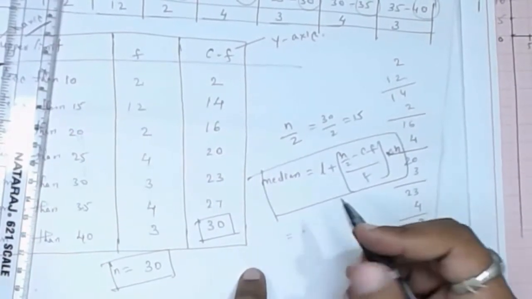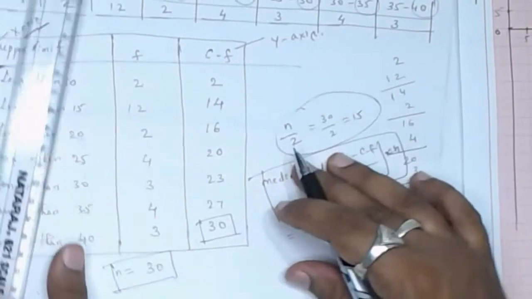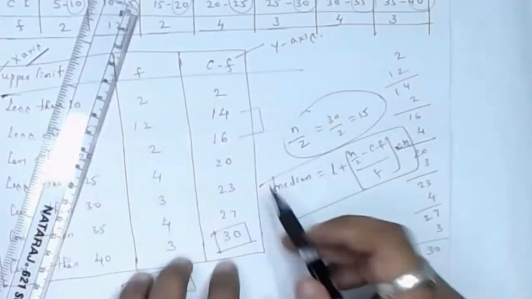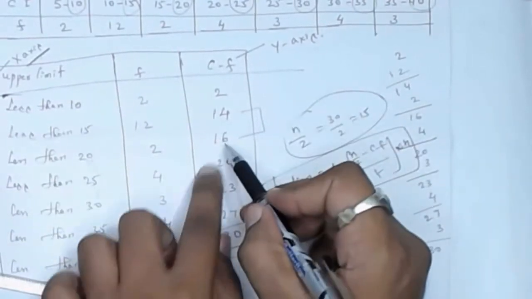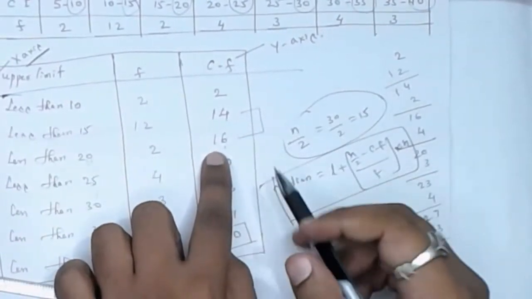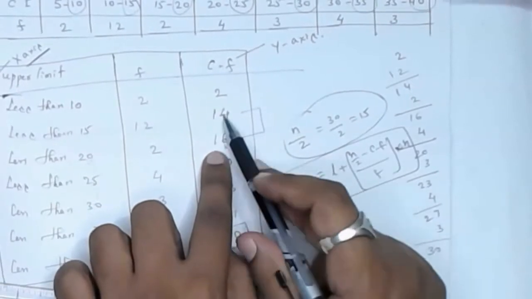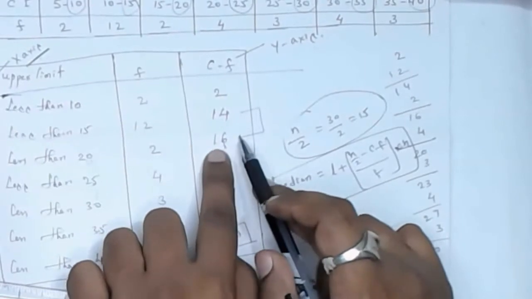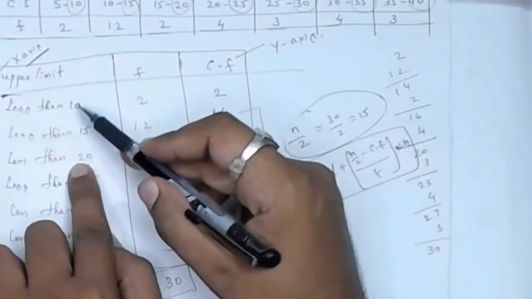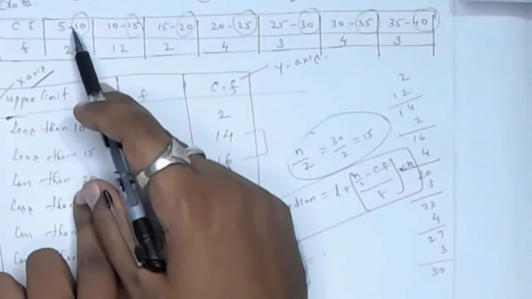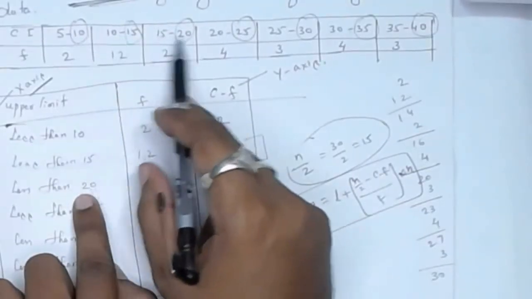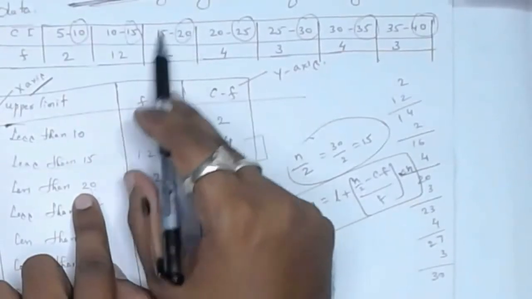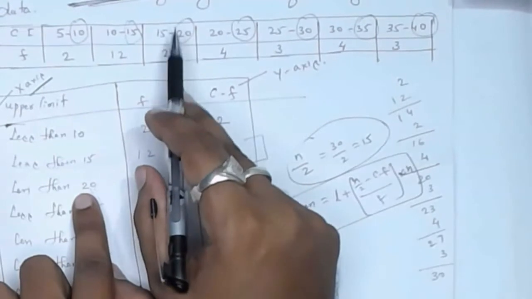So first we have to find the lower limit. What is the n by 2 value? 15. Where is 15 coming? 15 is lying between 14 and 16, in between these two values. Which is highest? 16. I have already done this in statistics, but I am repeating. From 16, come here, that is third: first, second, third. The class interval is 15 to 20. This 15 to 20 is known as the median class.